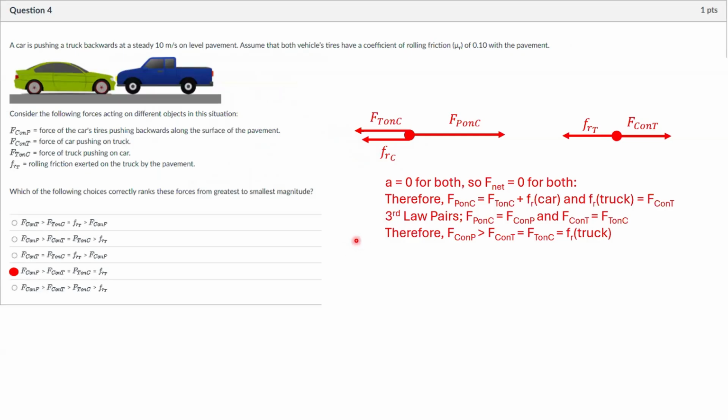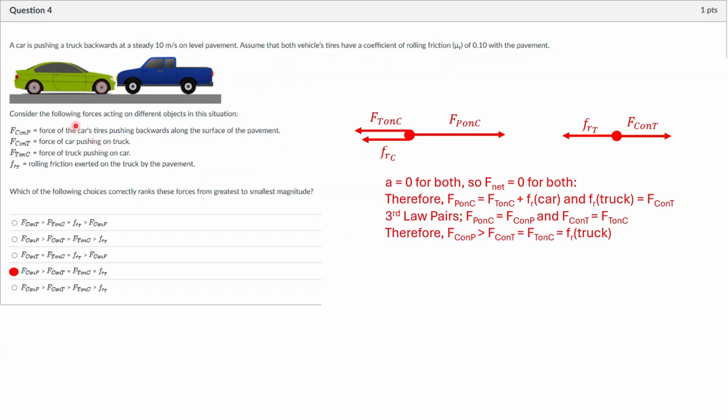Question 4. Car is pushing a truck steadily backwards at 10 meters per second. So steady 10 meters per second. That means velocity is fixed. That means acceleration is 0. That means net force is 0. But we're rolling this way, so we would have a rolling friction in both cases. Assume that both vehicles' tires have a rolling coefficient of friction of that much.